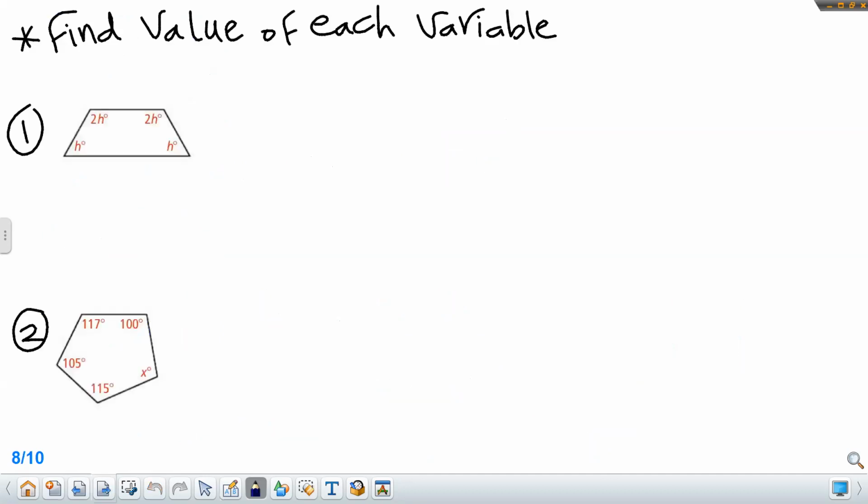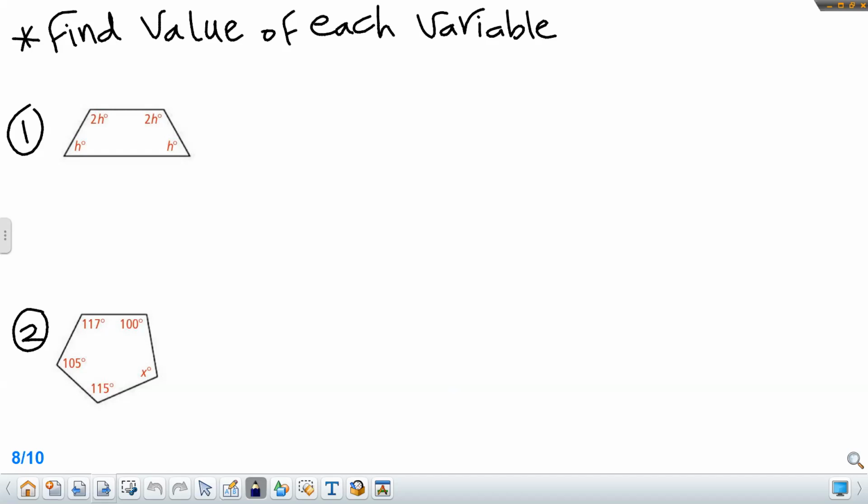Okay, next one. Find the value of each variable. Number one. Okay, what is this figure? This figure is a quadrilateral. Okay, and what about the angles? The angles here are 2h, 2h, h, and h. So first, how to find the h? First, you must find the sum of interior angles of this figure.